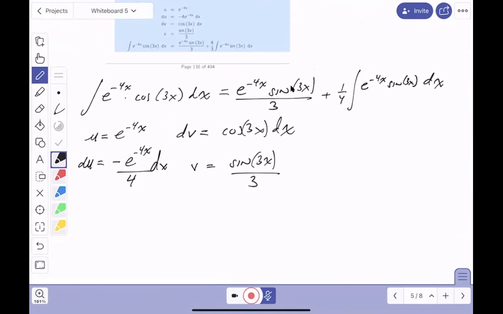I think I made a mistake somewhere. I got to look at it again. So I said u was equal e to the minus 4x du. Oh, I'm sorry. I see my mistake now. Got to get my eraser out. I got confused with integration and differentiation. It happens sometimes.